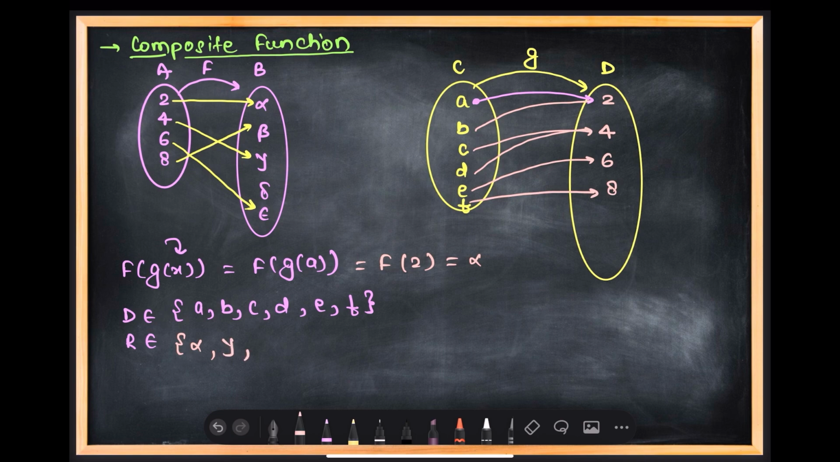Okay, now D will produce 4 and 4 will produce gamma, so again it is gamma only. E will produce 6 and 6 will produce epsilon. So epsilon is a part of the range. F will produce 8 and 8 will be processed by f and it will produce beta. So we got our domain, we got our range.